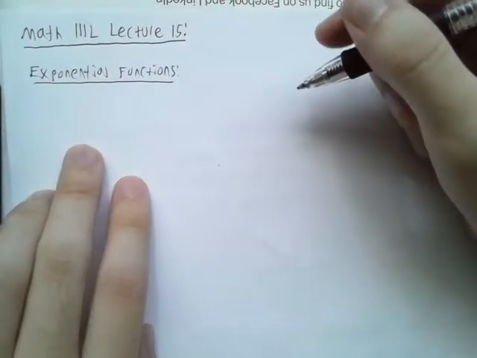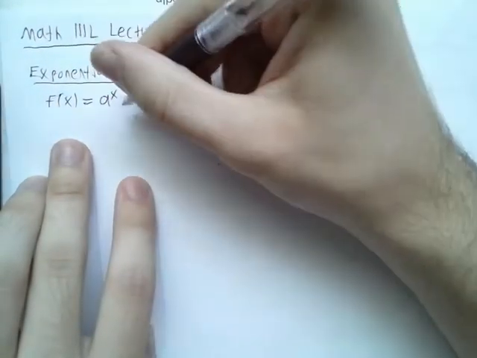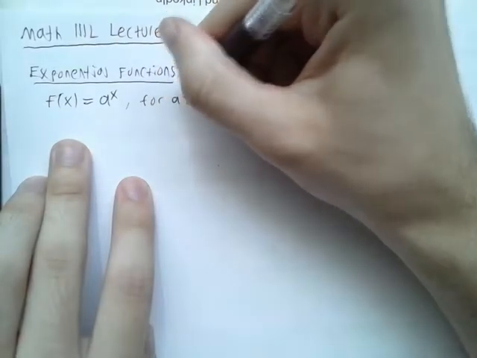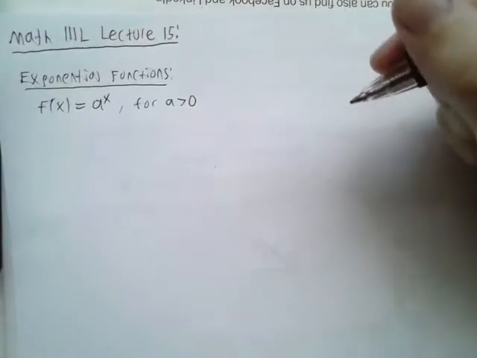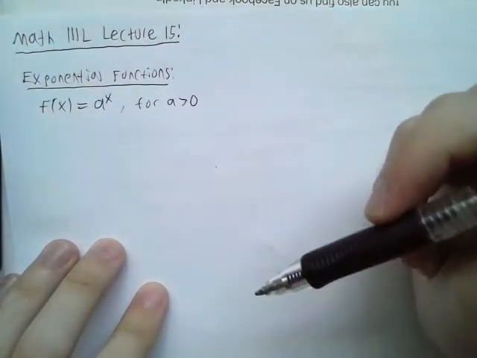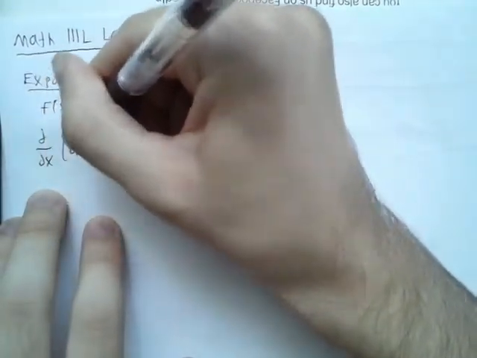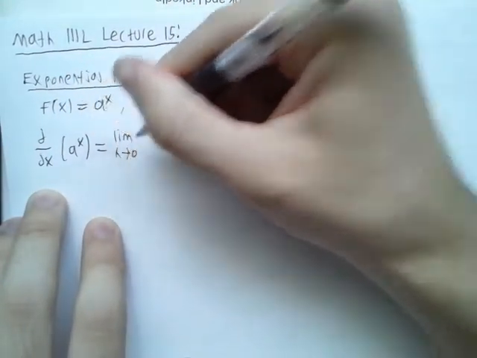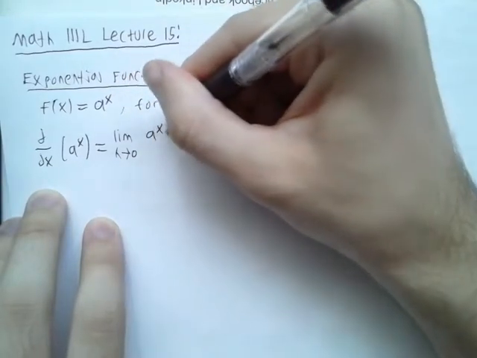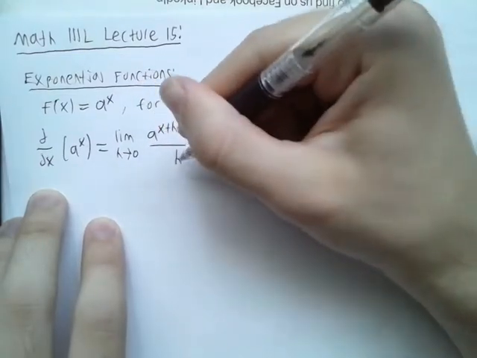So exponential functions are functions of the form f of x equals a to the power x for some constant a which is greater than 0. So let's suppose we want to find the derivative of this function. We don't know a rule for it, so let's just try to use the definition of derivative. So we have the derivative of a to the power x is equal to the limit as h approaches 0, a to the power x plus h minus a to the power x, all divided by h.